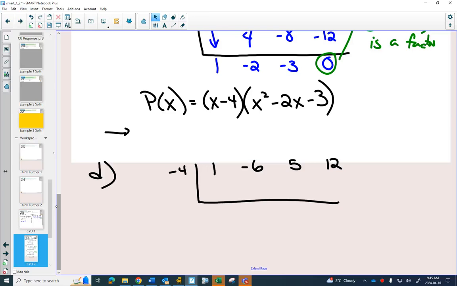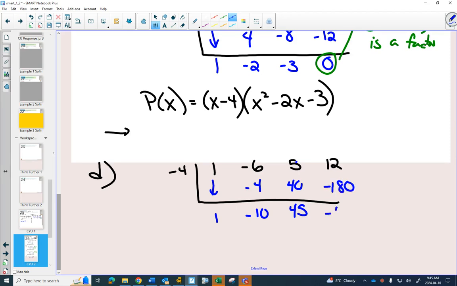Okay. How'd you do on this one? Did you bring down the 1? Multiply, -4, add, -10. Multiply, 40, add, 45. Ooh, we had a little bit of mental math to do here. Anyone can get -1 180. Did you get a remainder?